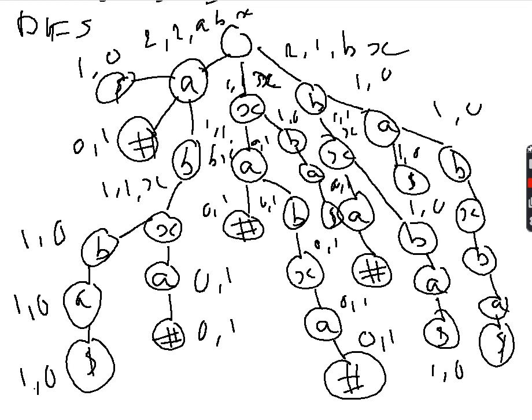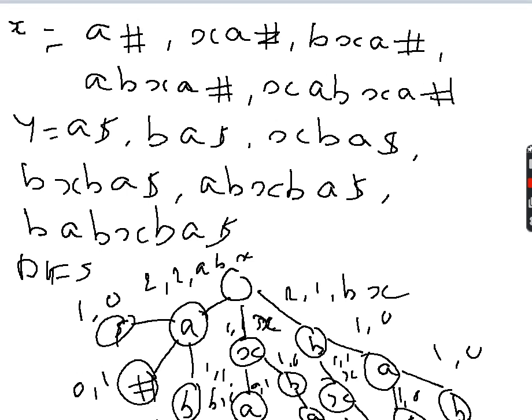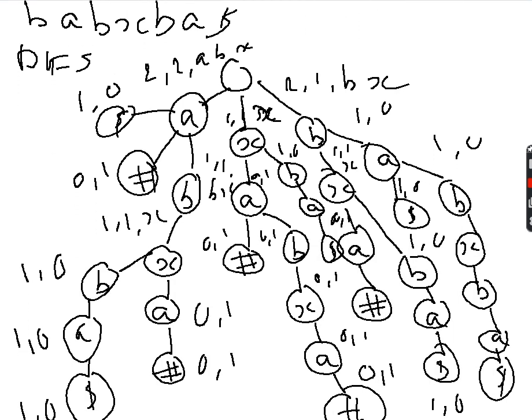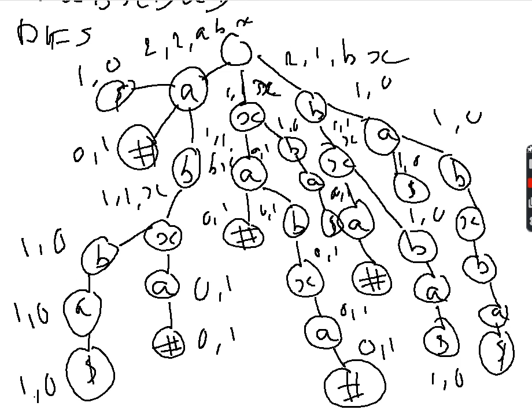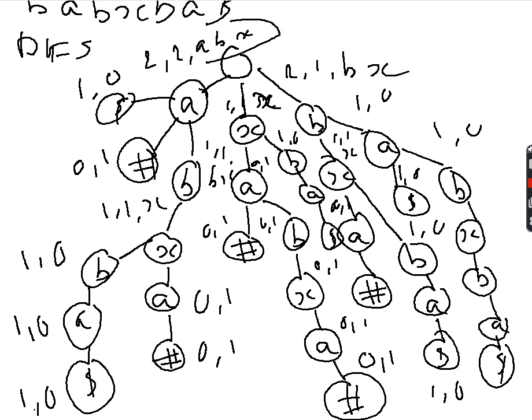So the longest common substring between these two strings is ABX. That's the longest common substring between the two strings. So we need to return the longest one. Once it's at the root node, we're going to see, okay, so 2, so it's a 3 plus 1, that is a 4.